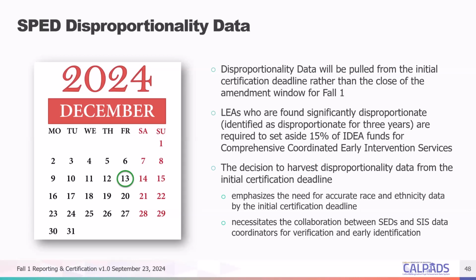And this is significant because those LEAs that are found significantly disproportional, the same disproportionality for a 3-year period, are required to set aside 15% of their IDEA funds for comprehensive coordinated early intervention services, that is CCEIS. So just think about the impact of this, right? You have students with disabilities throughout your district. You have a budget, you know what your funding is being allocated to, and then the state comes in and says, no, give us 15% of your budget and set it aside for this group of students.